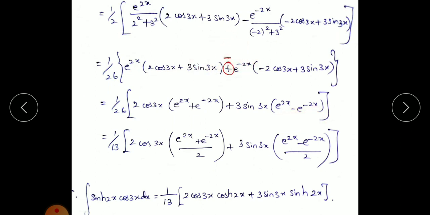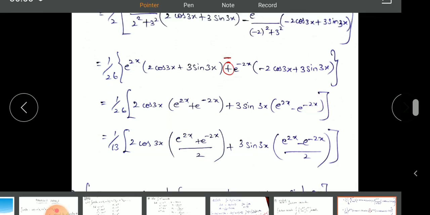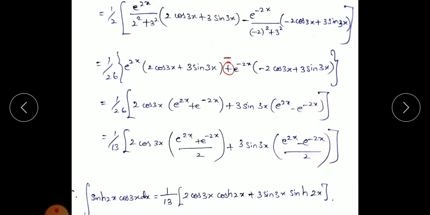So now 2 cos 3x into e power 2x plus e power minus 2x by 2. We are splitting again, 26 is 13 into 2, so the 2 we are taking inside. Likewise here also. So the last term will be 1 by 13 into 2 cos 3x, and this can be written using hyperbolic functions as cosh 2x, and this as sinh 2x, since a plus is in the center of one and a minus is in the center of the other.